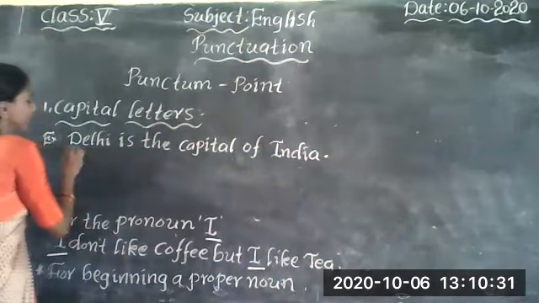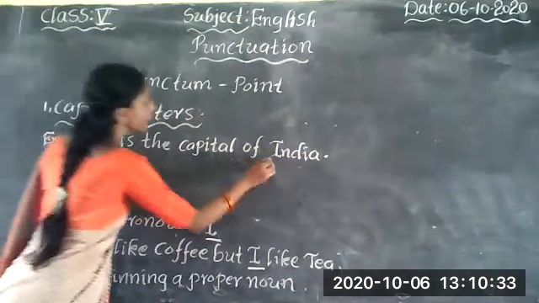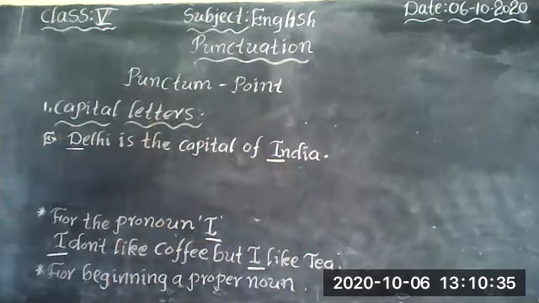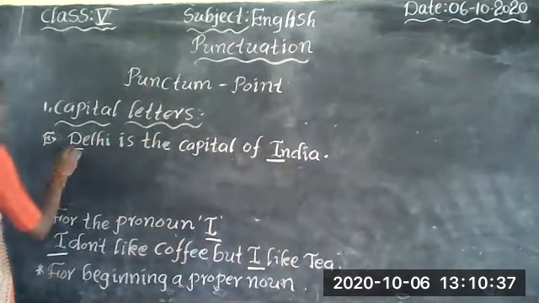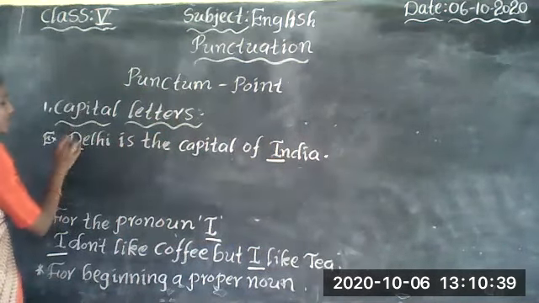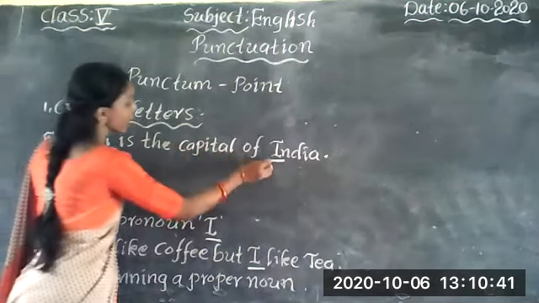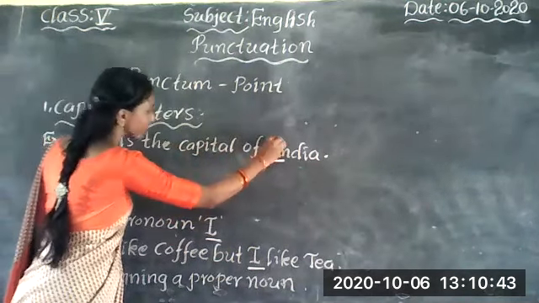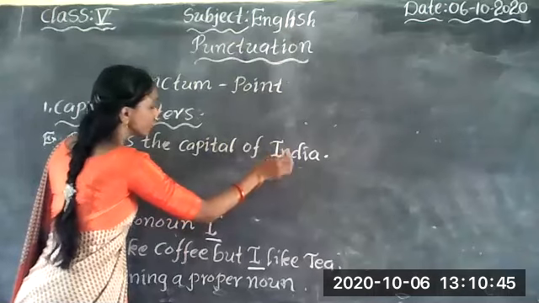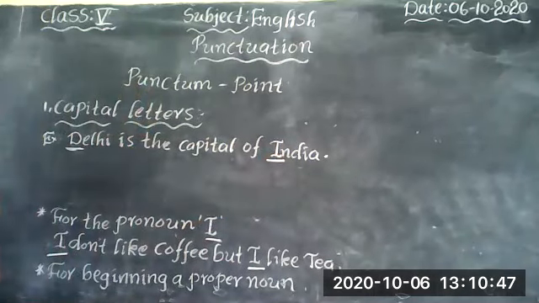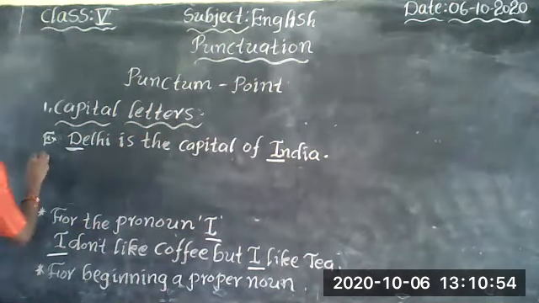So look at here. Delhi is the proper noun here. India is also a proper noun. So whenever we are writing a proper noun, we must start with a capital letter. You see this D is the capital letter, and India is a proper noun, so the first letter I used a capital letter. So for the beginning of the proper noun, we should use capital letters. Okay. And next rule.